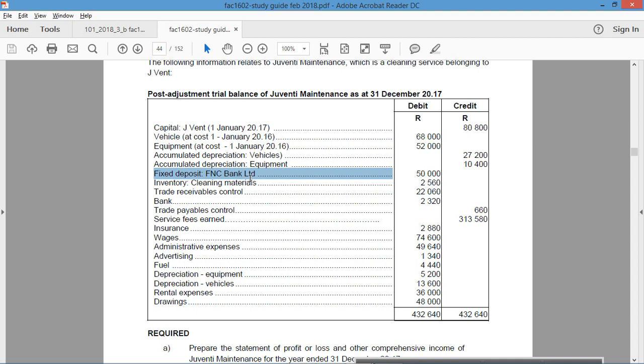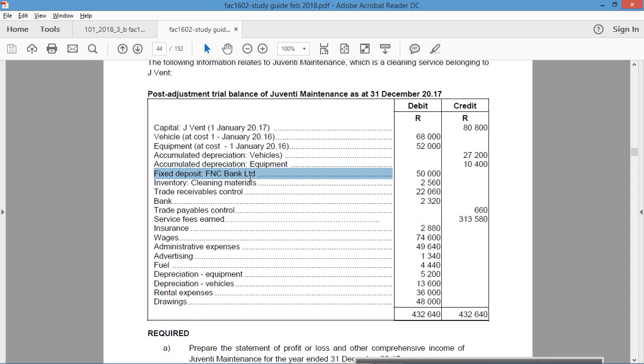Yes, because who's saving? Yourself. Yes, the business. So does the business have a fixed deposit? Yes. So does the business own the money in the fixed deposit? Because it's their own money that they put in. A resource. The bank would view it as a liability. Okay, but that's their view, not your view.